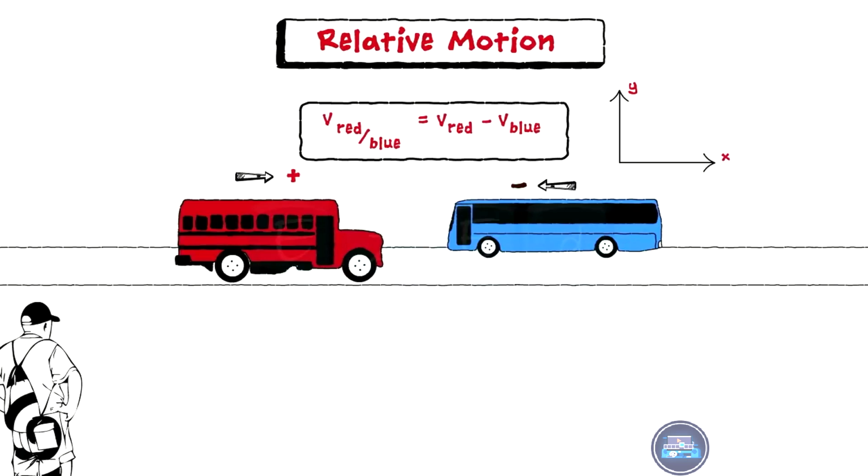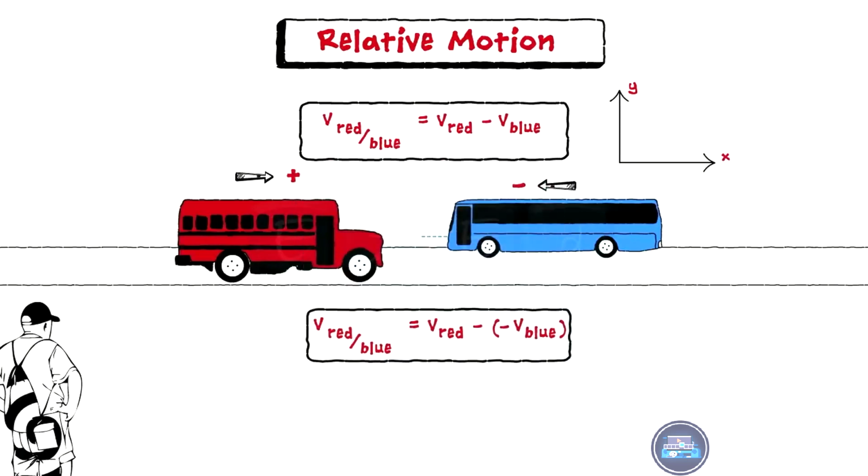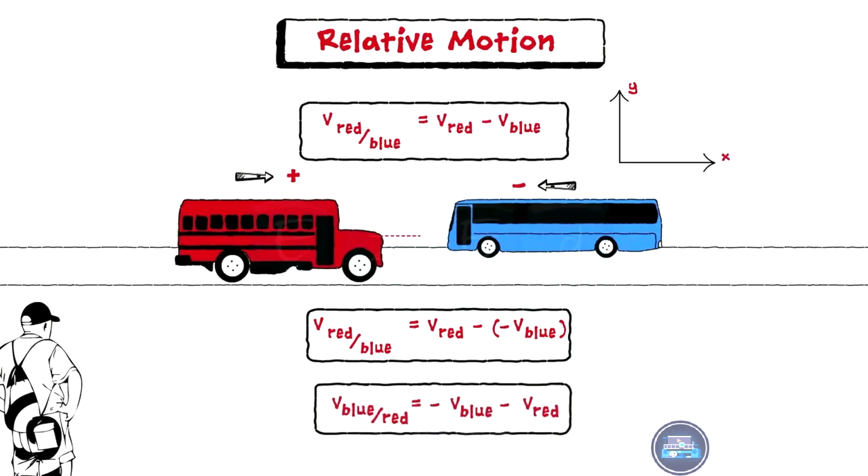Since the velocity of the blue bus is negative, the relative velocity of red bus with respect to blue bus is given by the following equation. And the relative velocity of the blue bus with respect to the red bus is given by the following equation.